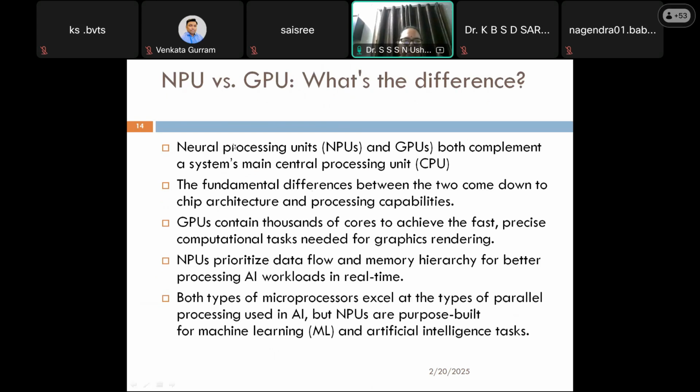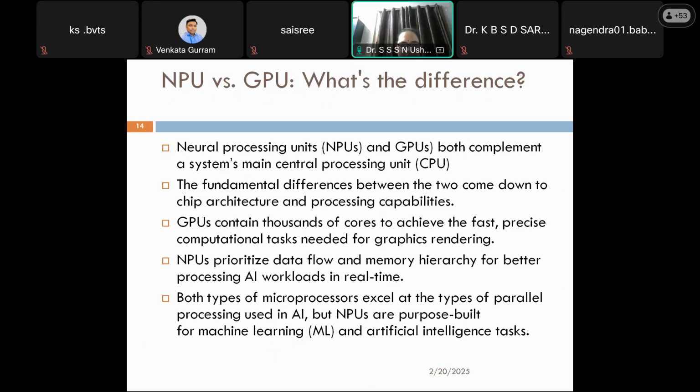Next, there is one more term you can see, NPU versus GPU. What is this NPU? This is the neural processing unit. Is this term different from GPU, or are both the same? Let us see. They are both complementary to the CPU. The fundamental difference between these two is the chip design architecture, and the purpose is also different. NPU is mainly focused on data flow and memory hierarchy for better processing of AI workloads in real time.